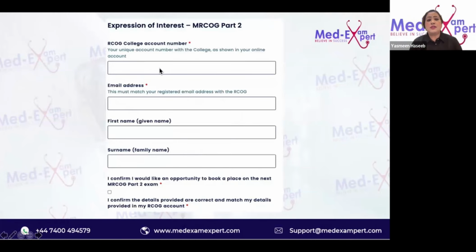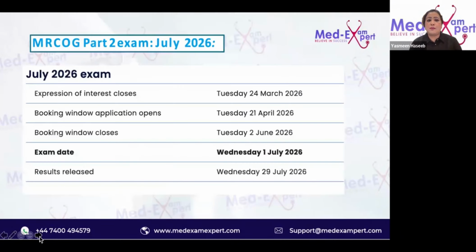This is how the expression of interest form looks. They are asking about your account number, like your registration number with the college, your email address, and please keep watch on the email. Whatever you are using, they will keep on sending you their correspondence on that email. And please do not forget to check your spam folders as well. Your first name, your second name, and all of this form should be submitted properly. So this is the form.